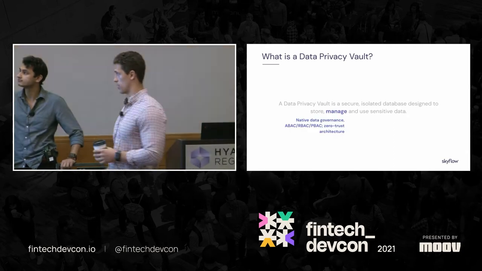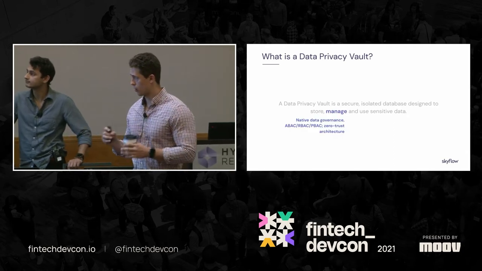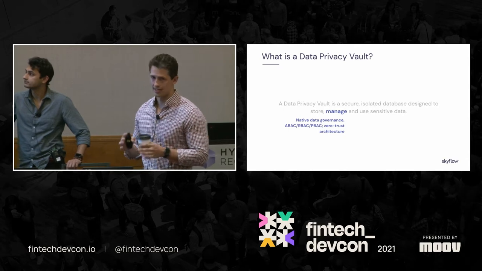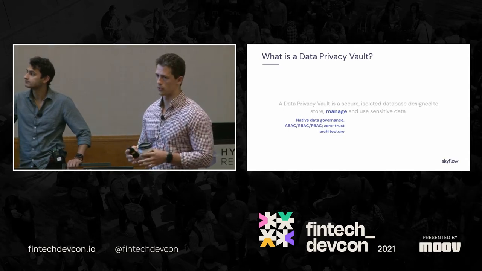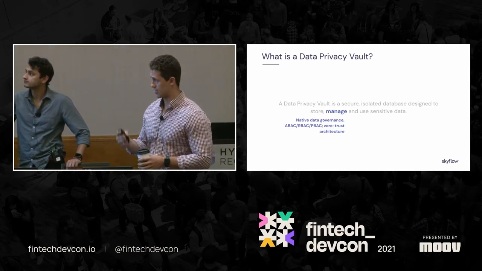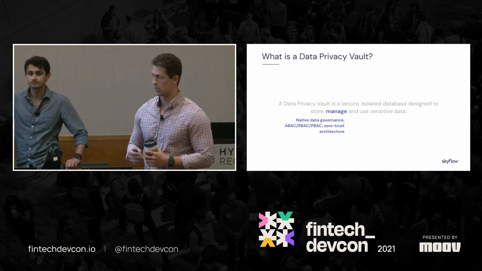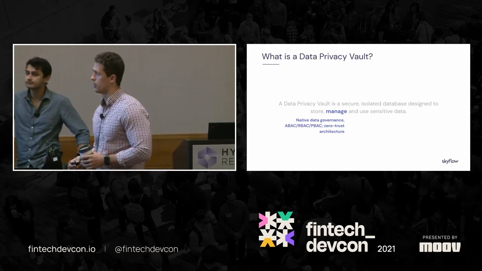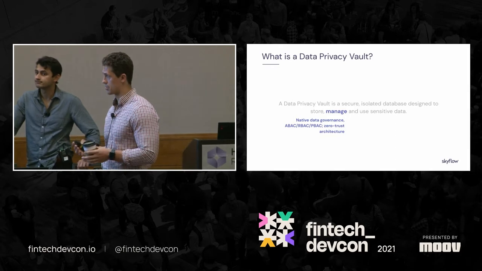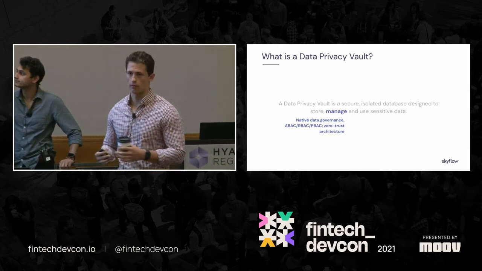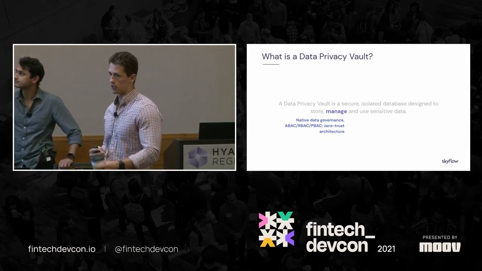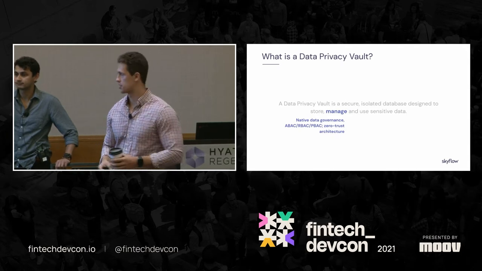What does it mean for the data privacy vault to manage? One of the core aspects of a data privacy vault is this idea around data governance. It should be natively built into the vault itself. So things like ABAC, RBAC, and PBAC, being able to manage roles directly within the data privacy vault, policies that define how people can access the data, in what format, in what way, from what IP ranges, how many times can they access this data.